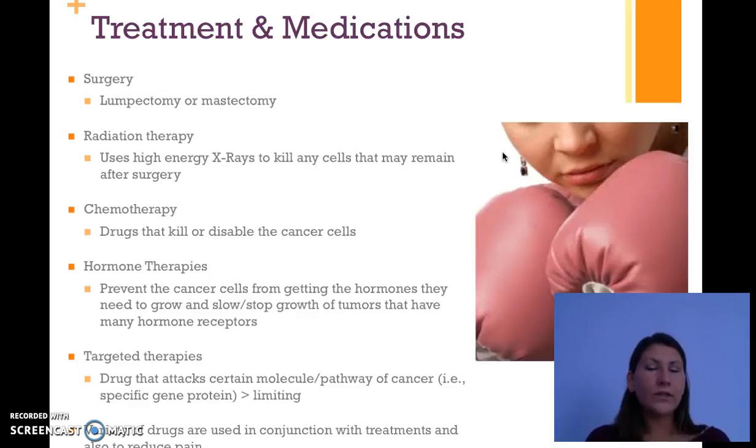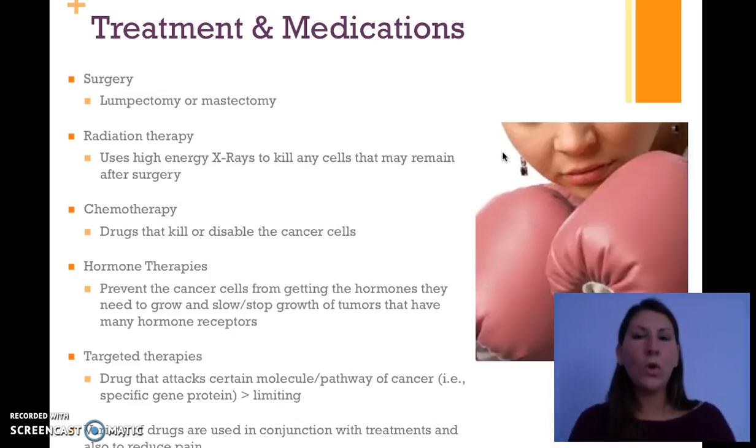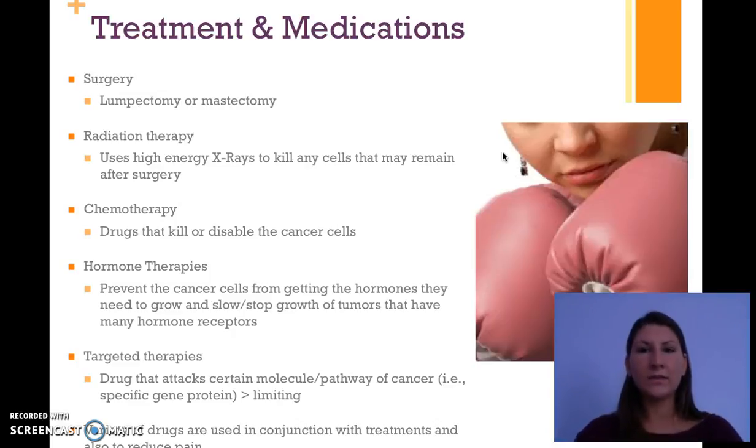Hormone therapies, earlier I talked about 3 different chemicals in the body that can contribute and help cancer to spread and grow, and these prevent the cancer cells from getting the hormones they need to grow, and they slow and stop the growth of tumors that have too many hormone receptors. Targeted therapies are drugs that attack certain molecules or pathways of cancer, such as a specific gene protein, but these types of therapies can be limiting because in order to perform it, you must know what target pathway is causing the cancer, and sometimes that can be difficult. There's also a variety of drugs that are used in conjunction with these treatments, and that help to reduce pain.